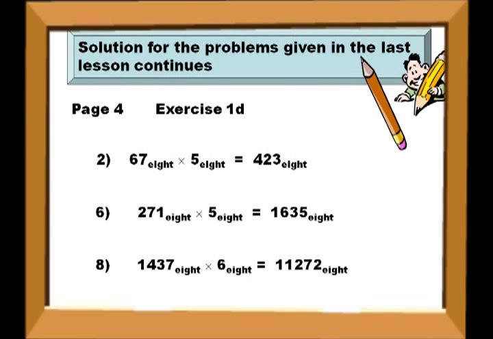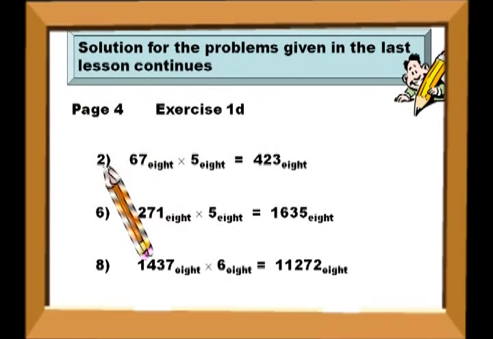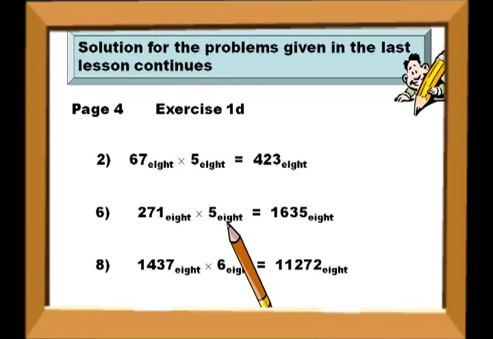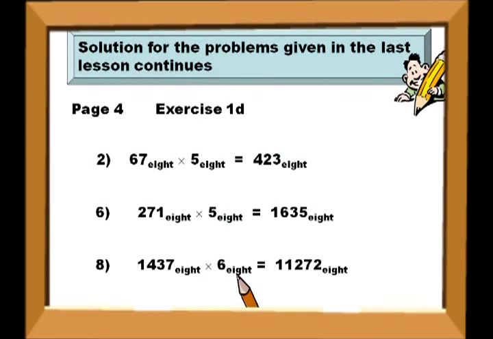Page 4, exercise 1D. Questions 2, 6, 7 to the base 8 multiplied by 5 to the base 8 is equal to 43 to the base 8. 6. 271 to the base 8 multiplied by 5 to the base 8 equals 1635 to the base 8. 8. 1437 to the base 8 multiplied by 6 to the base 8 equals 11272 to the base 8.